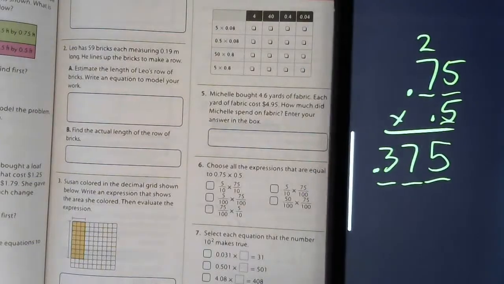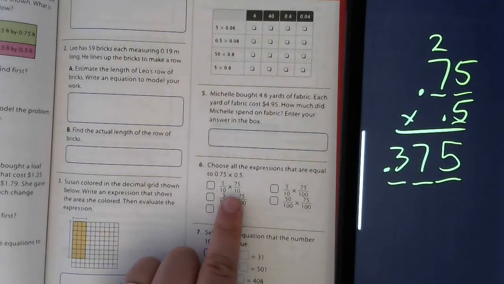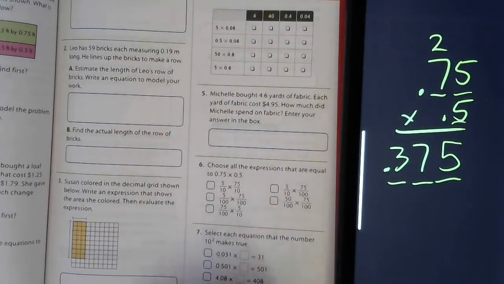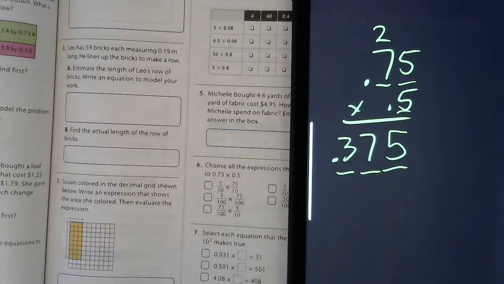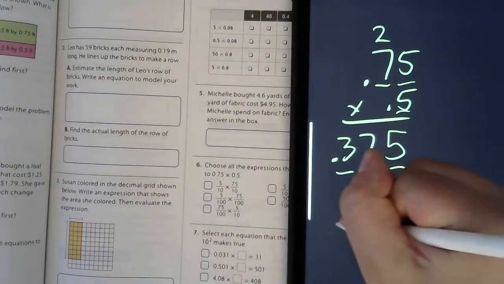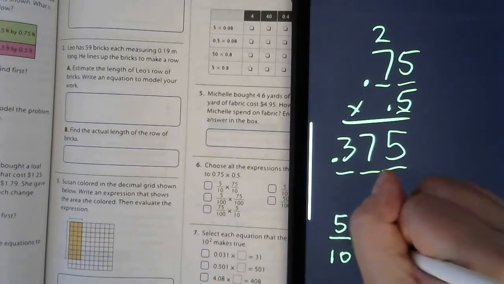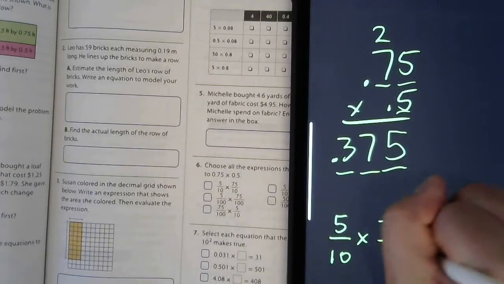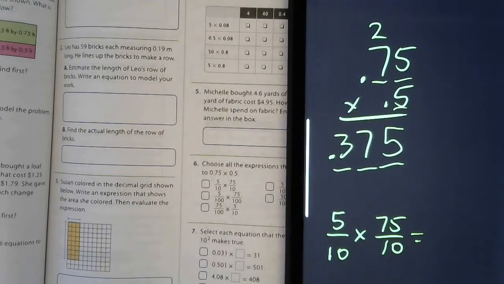Now let's look at our options here. Boy, there's so many of them, right? We have 5 tenths times 75 tenths. Okay, so if I'm going to multiply these numbers together, I want to make sure that I can multiply them correctly. 5 tenths times 75 tenths. Whenever I'm multiplying decimals, I could potentially cross-simplify. And that's what I'm going to try to do here.